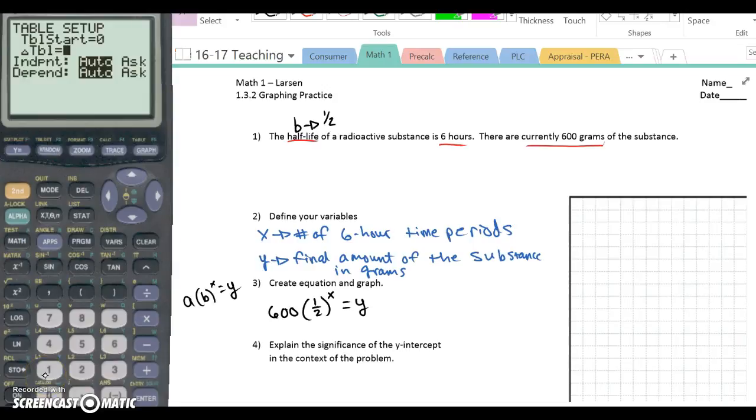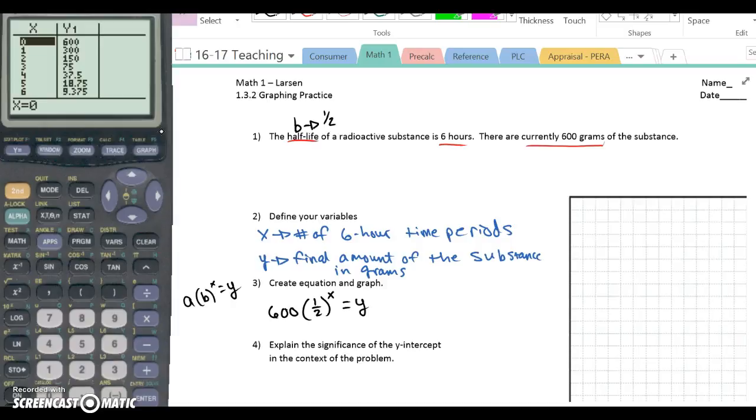Okay, so we said we would keep this at 1. If I go back and look at my table now, this looks a little more like what we were expecting. So after 0 time periods, 600 grams. After 1 time period, it's been cut in half down to 300. 2 time periods means we're at 150, so on and so forth.